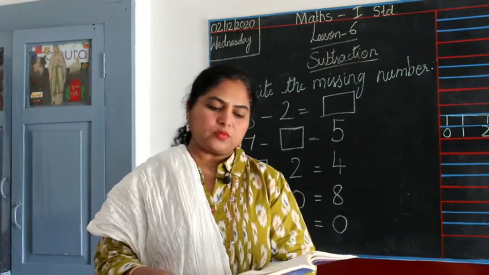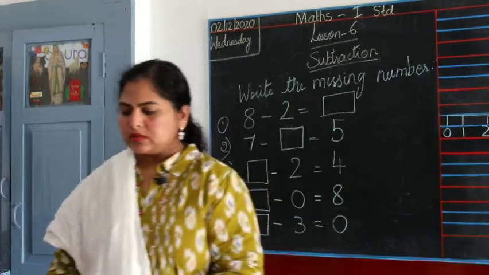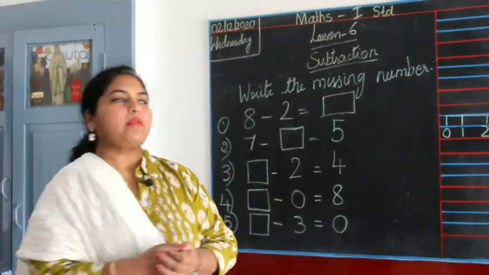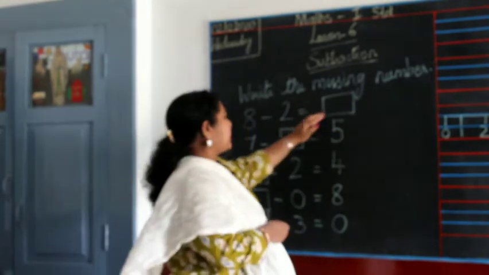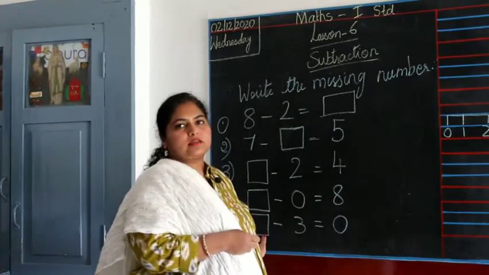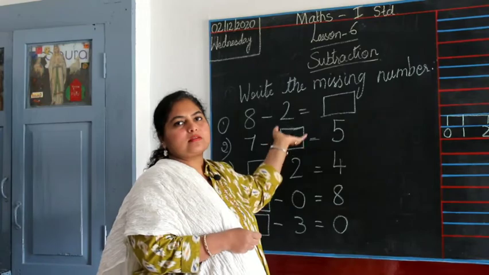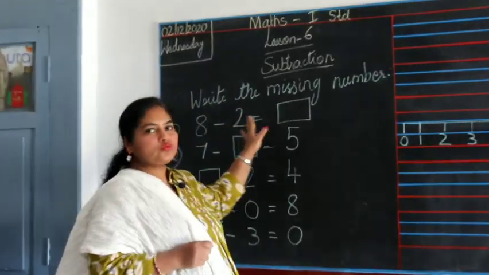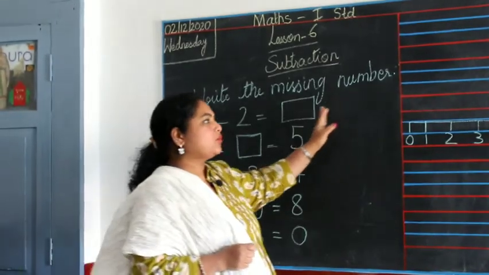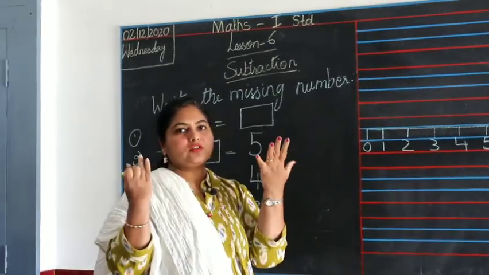Now write suitable numbers in the blanks, or write the missing numbers. Wherever there is a blank given, you'll have to fill that. Fill the missing numbers, write the missing numbers, write the suitable numbers. It's all 8 minus 2 is 6. So that's how we are doing it on the finger.